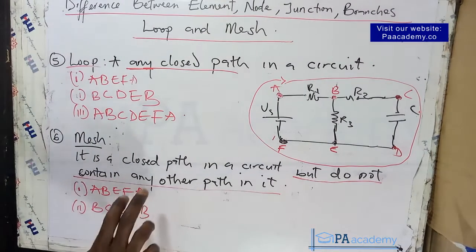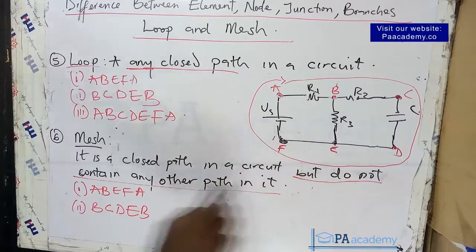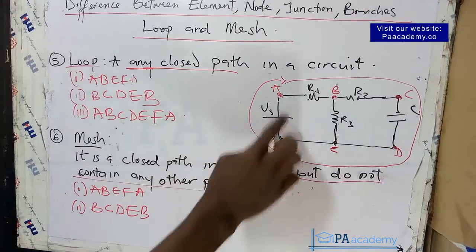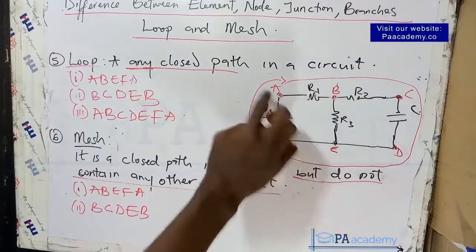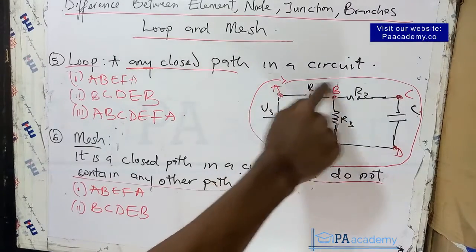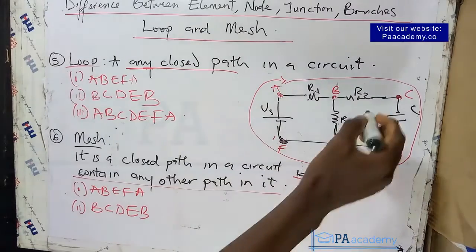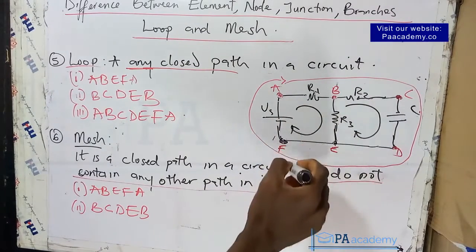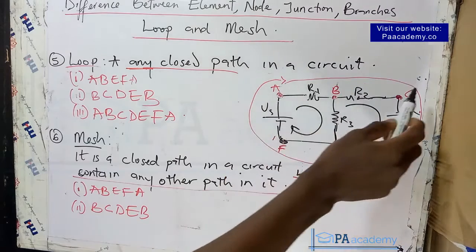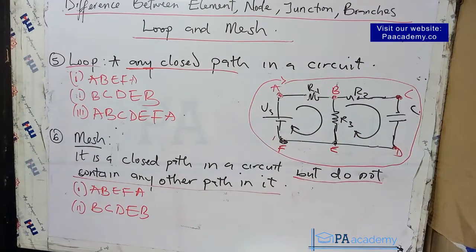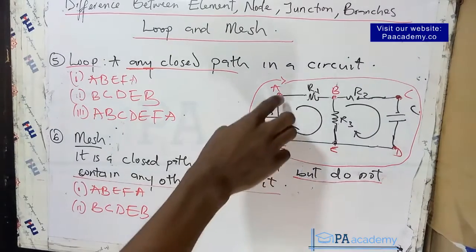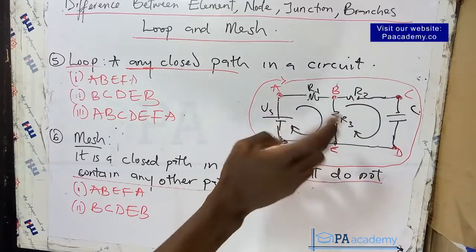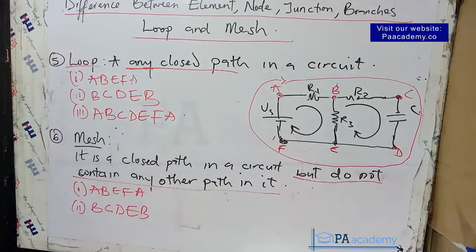When we are looking at a mesh, it is a closed path in a circuit, but does not contain any other path in it. So A, B, C, D, E, F, and back to A has two other paths within that circuit, one here and another one here. So we cannot call it a mesh; rather, we'll call it a loop. But A, B, E, F you can refer to as a mesh. You can also refer to B, C, D, E, and B as a mesh. So with that, I hope you've gotten the difference between elements, node, junction, loop, and mesh.